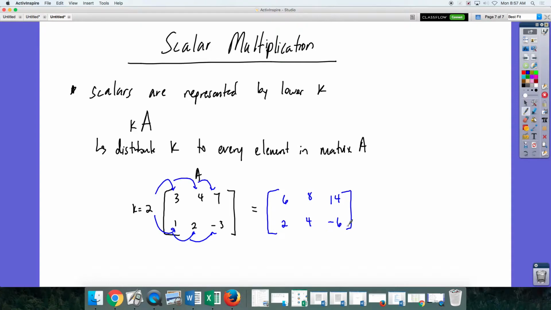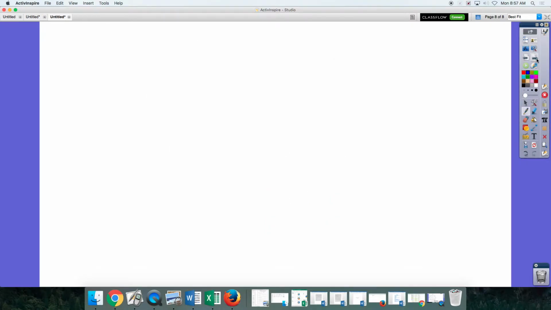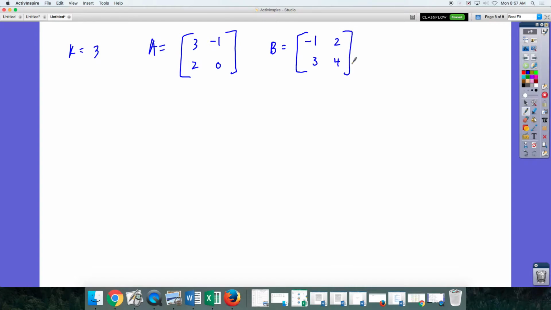Now, you will rarely just get a scalar problem where you say, okay, multiply this by a scalar. What you'll see more often is something that looks like this. So let's say we have K equals 3, matrix A equals 3. Alright, so you'll be given this information, okay?